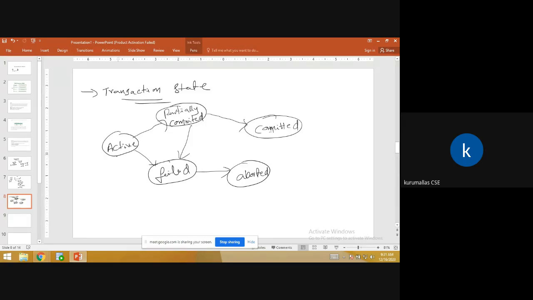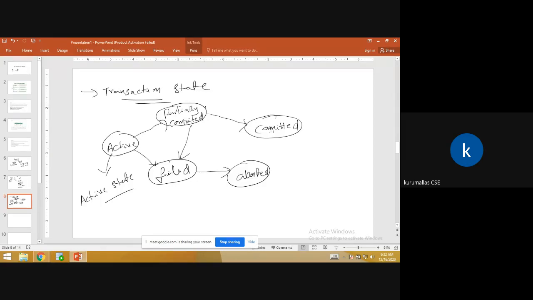Suppose you take this one, act 2. What is the act 2 state? This is the act 2 state. All these are states: active state, partially committed state, failure state, failed state, abort state, and committed state. Active state means this is the initial state. We know that this is the initial state of the transaction. Any transaction, if it is starting, is in the active state. A transaction is active while it is executed. If the transaction is active, then only it will be executed.